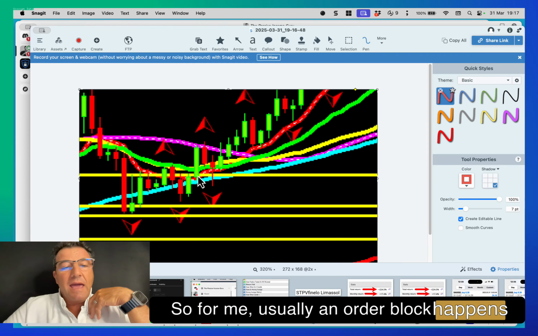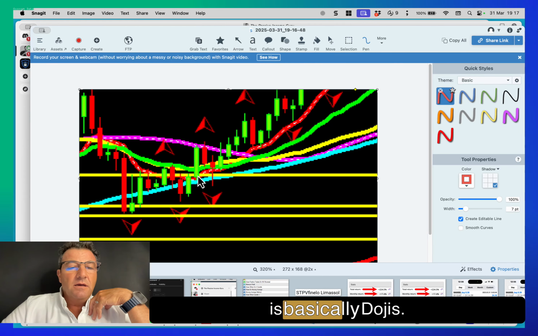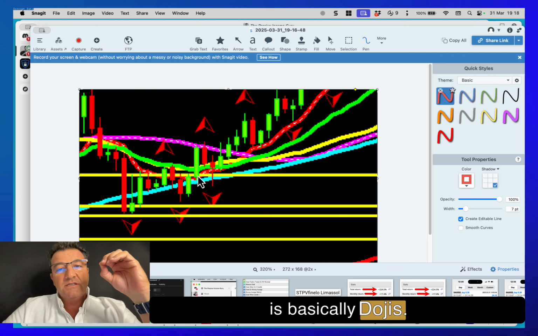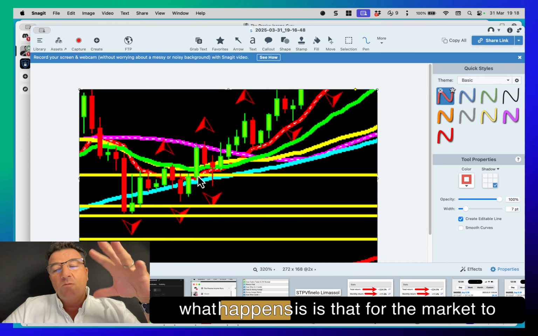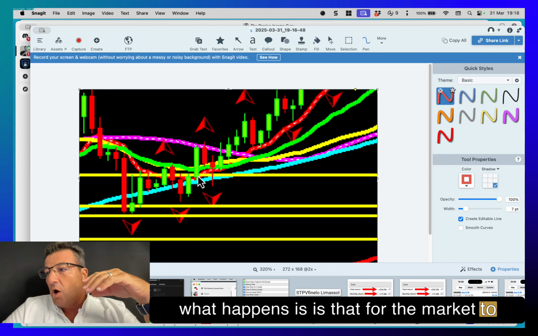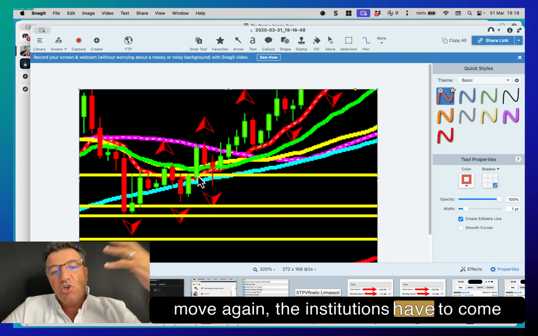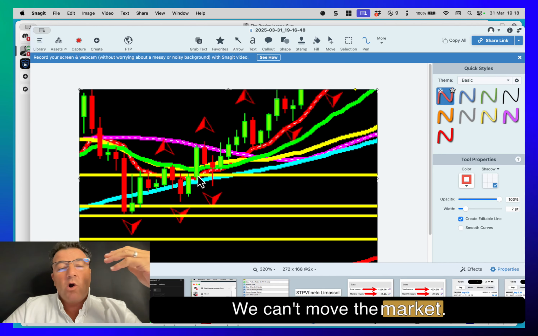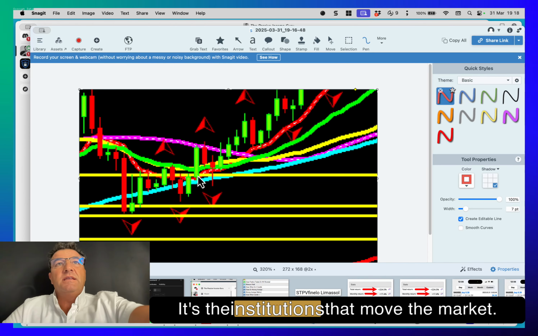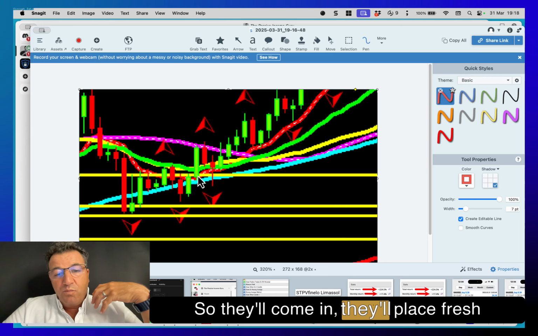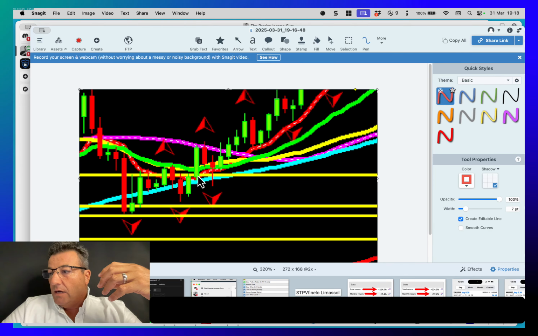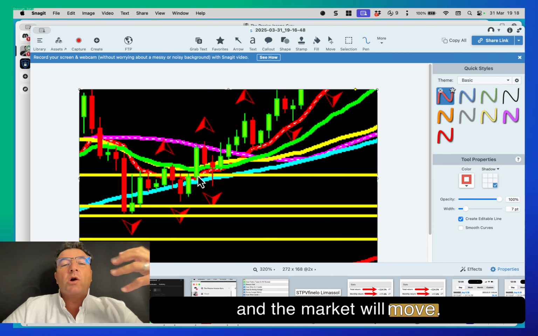So for me, an order block happens when there are basically dojis. So there's indecision in the market, and then for the market to move again, the institutions have to come and do something. We can't move the market. It's the institutions that move the market. So they'll come in, they'll place fresh investment, and the market will move.